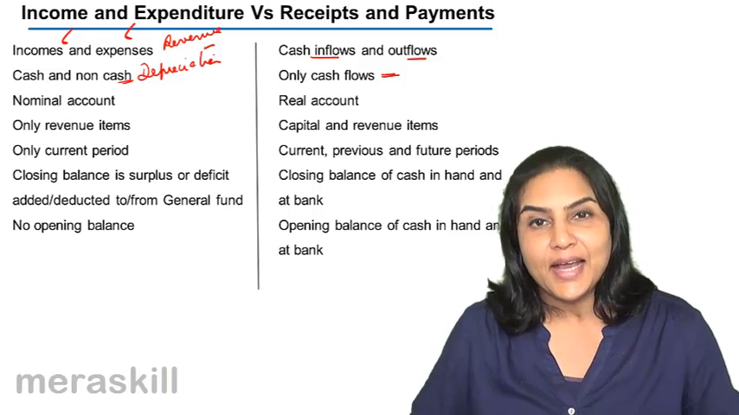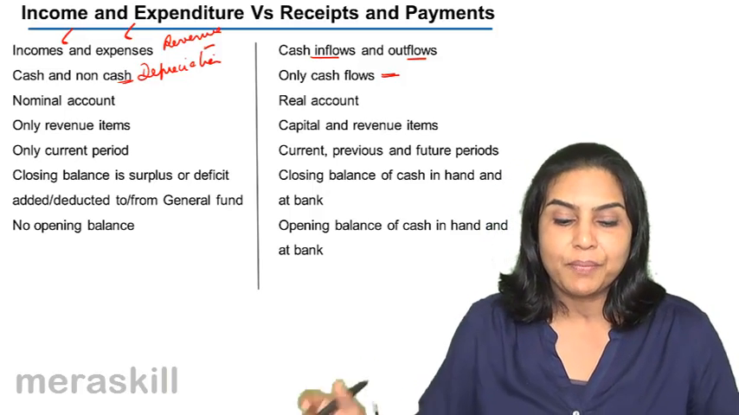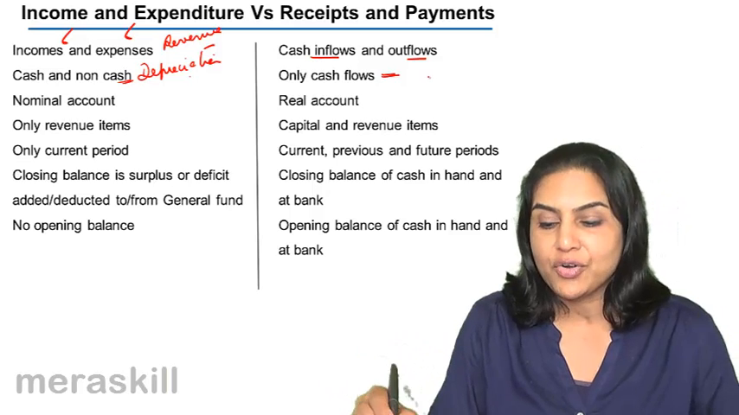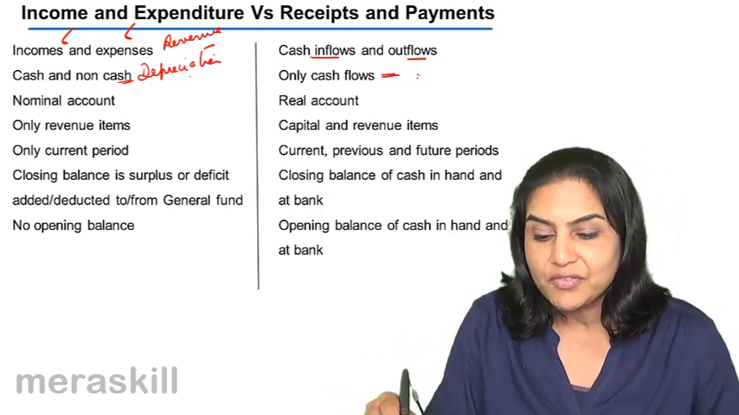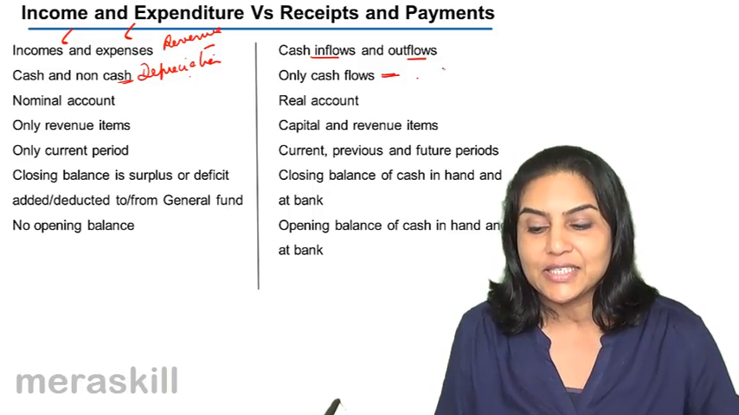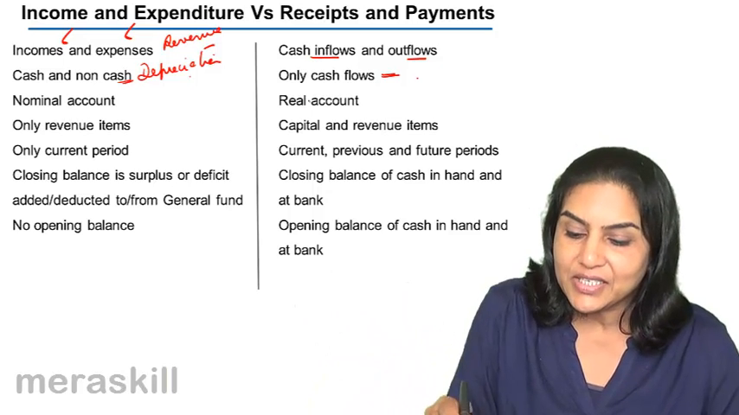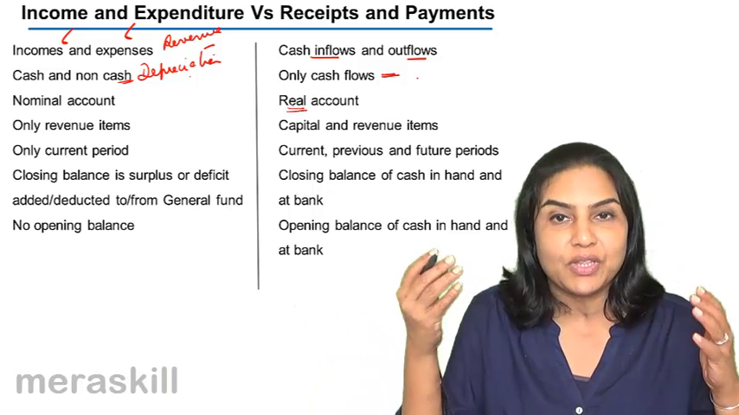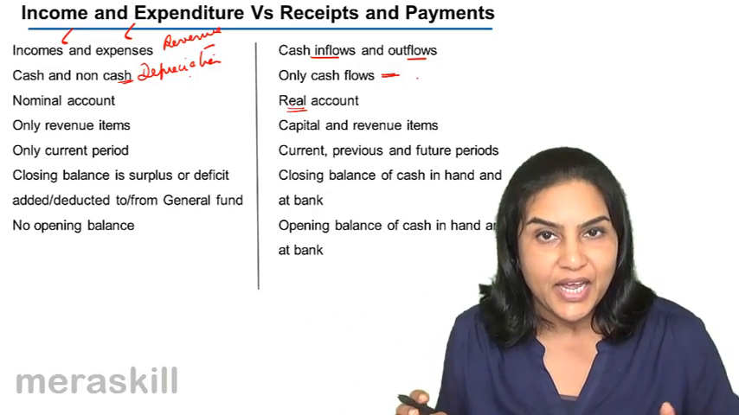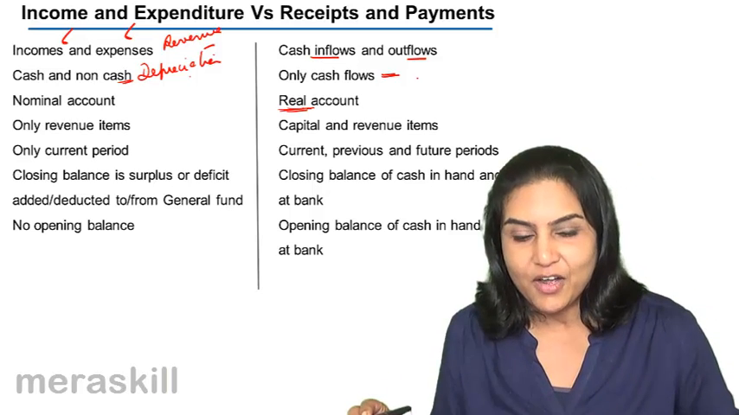Similarly, any income, if it is earned, even if not received, will be there in the income and expenditure account. But if it is not received, it does not find its place in the receipts and payments account because it considers only cash flows. It is basically a summary cash book. Therefore, receipts and payments account is a real account.